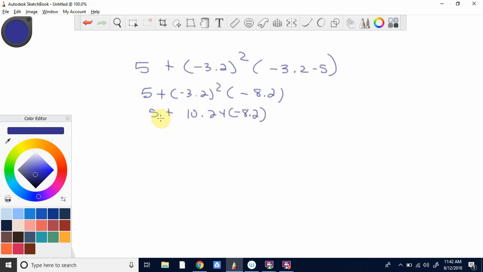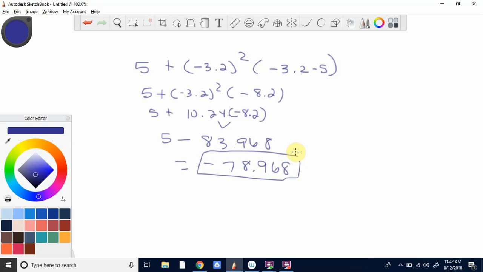Now, most of you might tend to do 5 plus this and then multiply. Remember, multiplication and division come before addition. So this is still multiplication. So now I'm going to multiply these two. And a positive times a negative is going to result in a negative. And that's 83.968. And it's going to result in negative 78.968 is your solution. And always box in your answer.